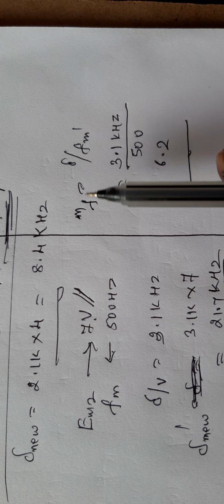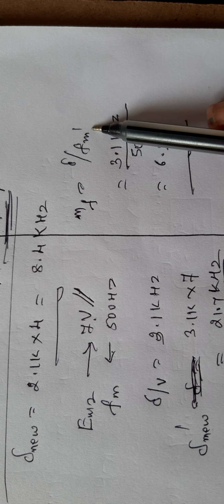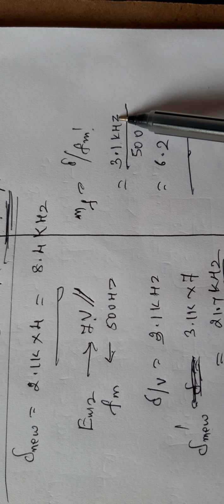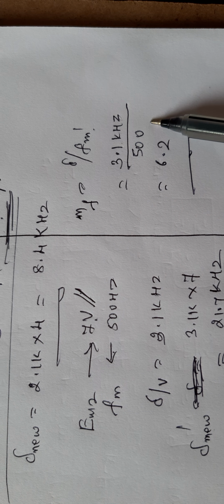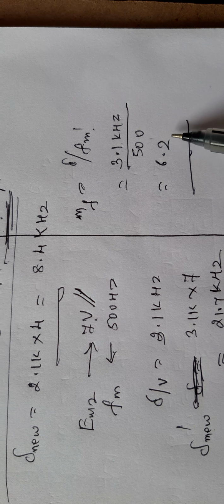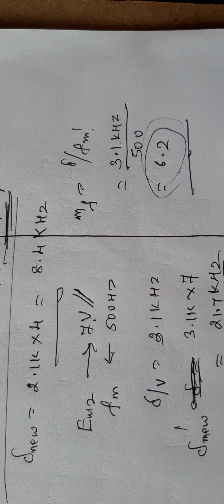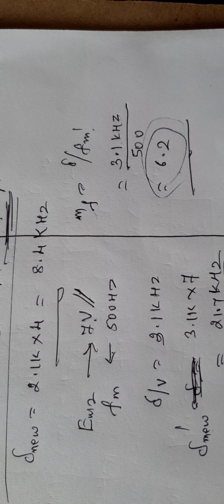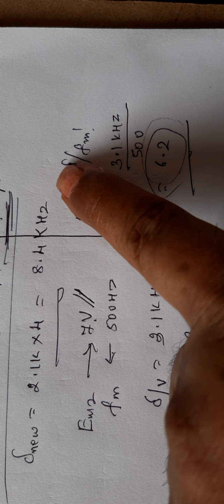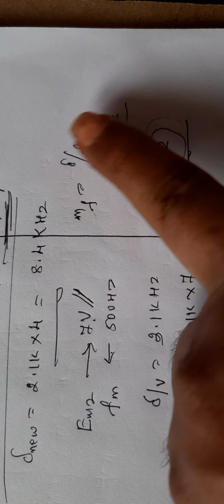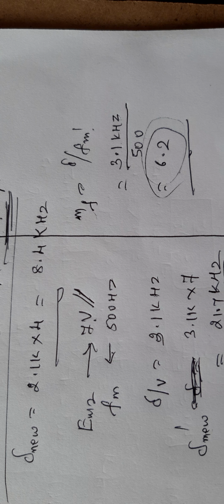MF equals delta by FM dash. Only frequency changes, 800 to 500. Then deviation remains constant. Deviation per unit volt is 3.1 kilohertz, divided by frequency now changed to 500. Delta by FM, substituting and calculating, you will get 6.2. No unit, because in modulation index MF, above is delta, carrier deviation, that is frequency deviation in hertz. Below is also frequency in hertz. Hertz get cancelled. Therefore, the ratio does not have any unit. So, this is our second problem.